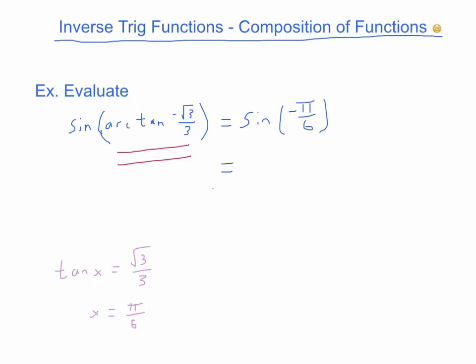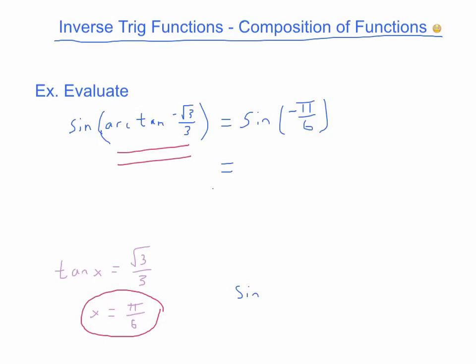Now the sine of negative pi over 6, we just have to evaluate that and we'll be done with this problem. As we've done all year, one of the things we should identify is our reference angle, and we already know what the reference angle is. Given the work we've done so far, our reference angle is pi over 6.